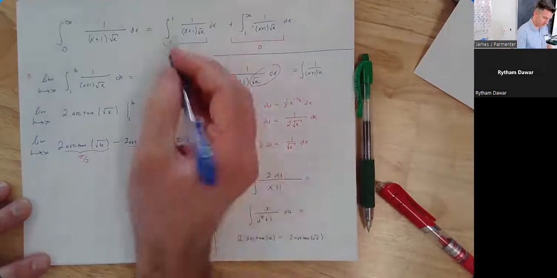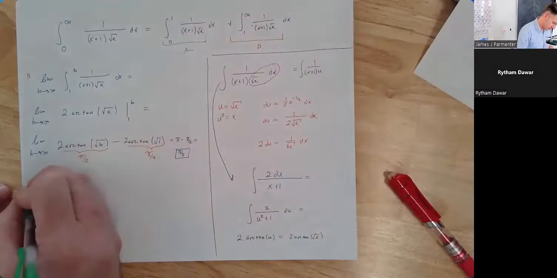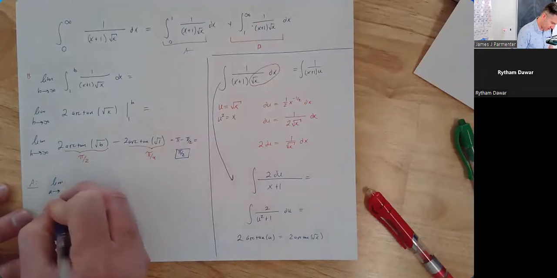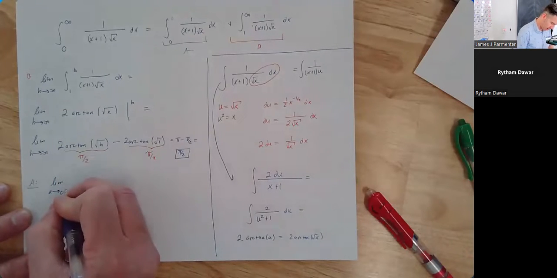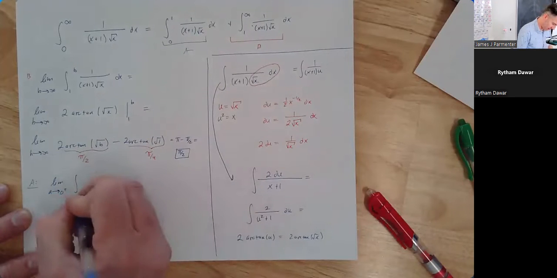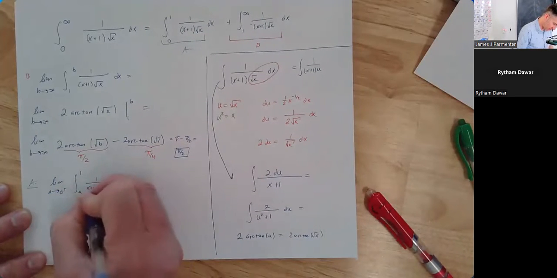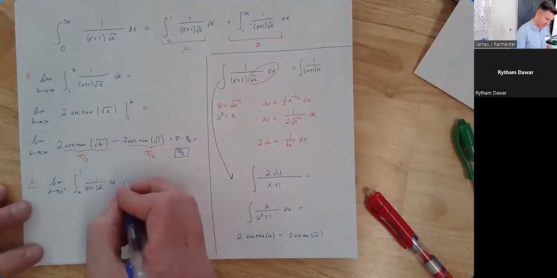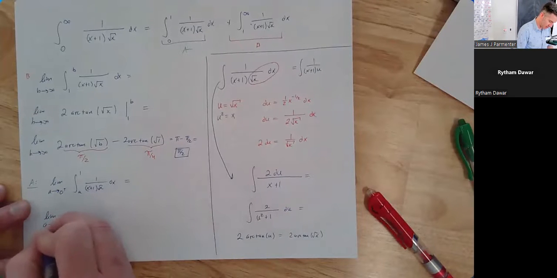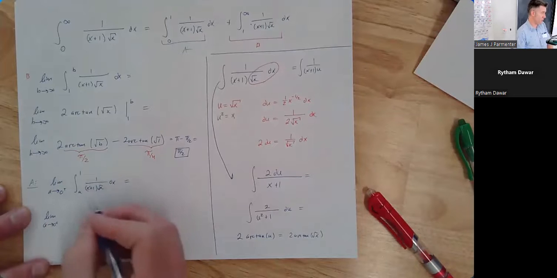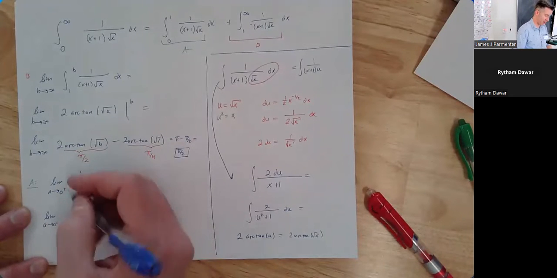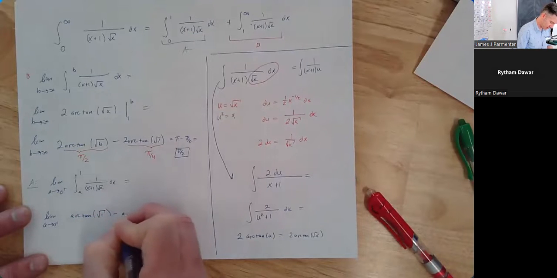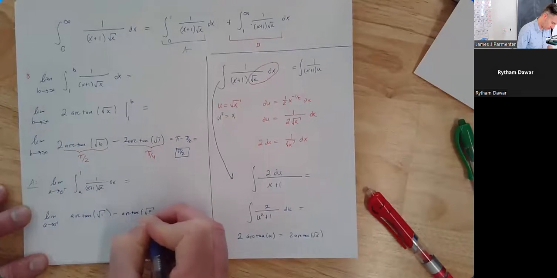And then for the other one, for part A, same deal. We're going to do the limit as a approaches 0 from the right of the integral from a to 1 of 1 over (x plus 1) root x. So here's what I point out. If I wanted to skip a step, I would write this as the limit as a goes to 0 from the right. I know the integral is the arctangent of root x, and I'm going to plug in the top and then plug in the bottom. So I'm going to get the arctangent of the square root of 1 minus the arctangent of the square root of 0. Sorry, square root of a.